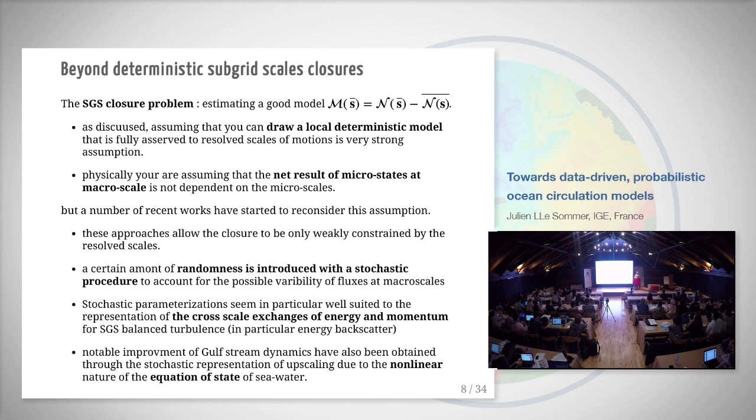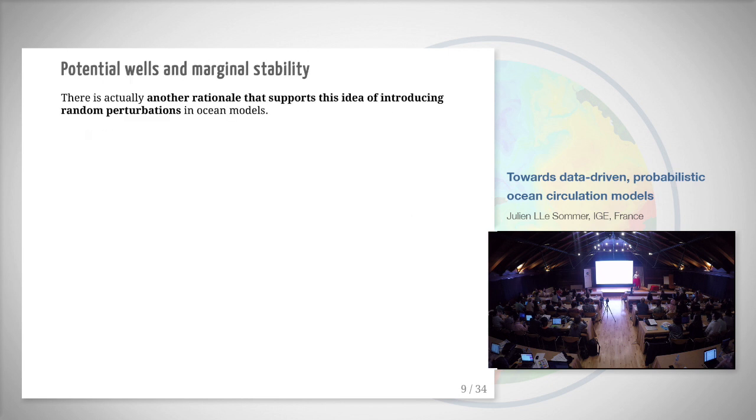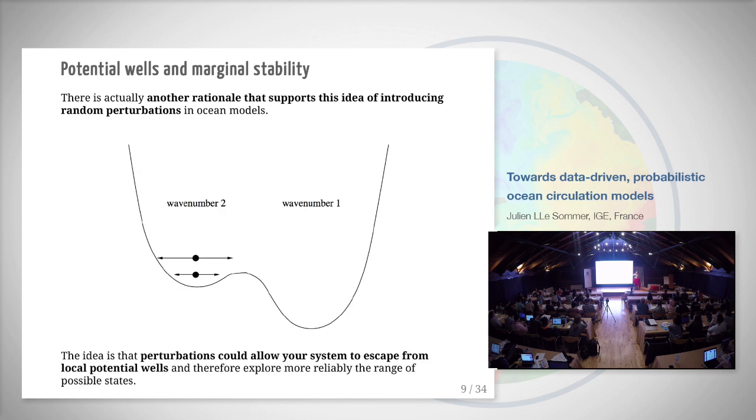So this has been used in forced models and in coupled models, showing substantial response in all the cases. Okay, so that's when you look at stochastic modeling as a surrogate or an extension to subgrid closure. But you can actually look at that from a wider perspective. And there's actually another rationale that supports the idea that we should put more random perturbations in geoscientific models, and in particular in ocean models.